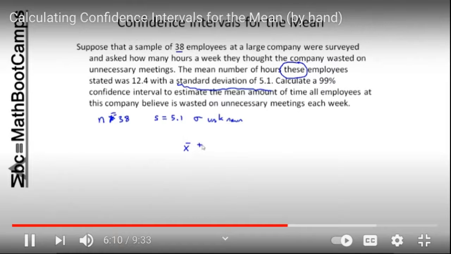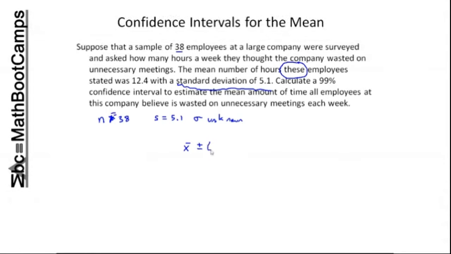Take X bar, add and subtract a margin of error, but this margin of error comes from the t-distribution. So TC is kind of like that ZC we had before, and then S over the square root of N. Again, notice it's S instead of sigma because sigma is unknown. Now TC is a little bit different than ZC. We won't just have one standard normal or one standard t-distribution.